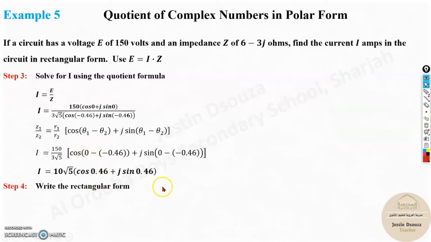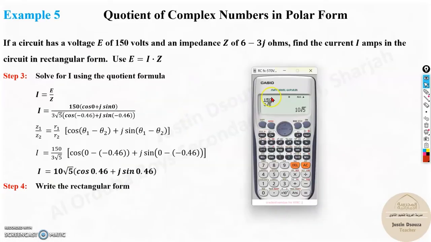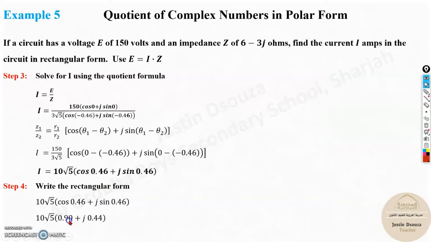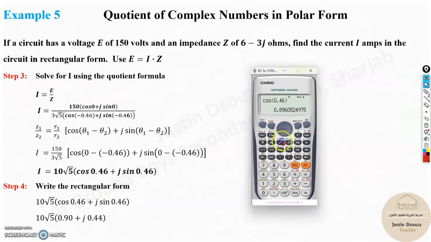That's it. Now, we will write it in the rectangular form because they have asked in the rectangular form, right? They're not asked in polar form. So all you need to do is multiply this inside. This first, let's solve. Cos 0.46. Close the bracket. The answer is 0.89 over here. It's equivalent to 0.9. And what about sine? Change this to sine. You will get the answer of 0.44.